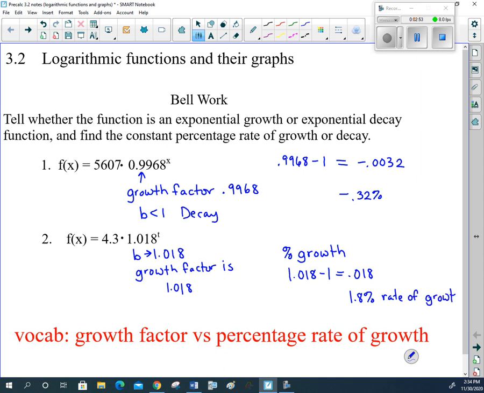So that's the difference between those two vocabulary words. This one was 0.32%, that was our rate of decay. You don't have to put the negative sign out in front, that's just our percentage of decay. So there's a difference between the words growth factor versus percentage rate of growth.